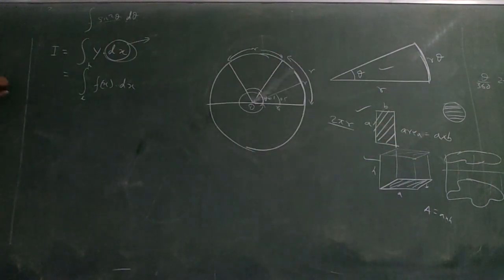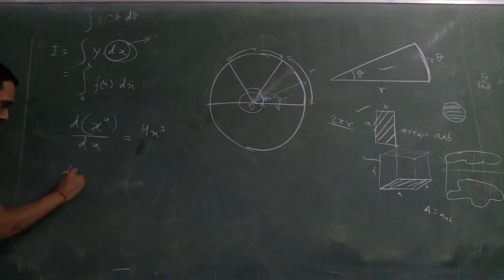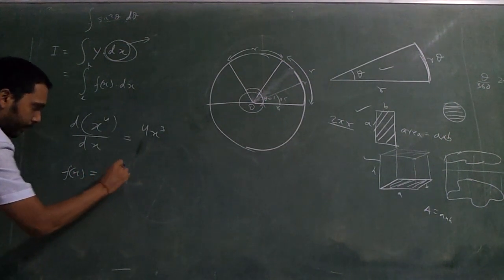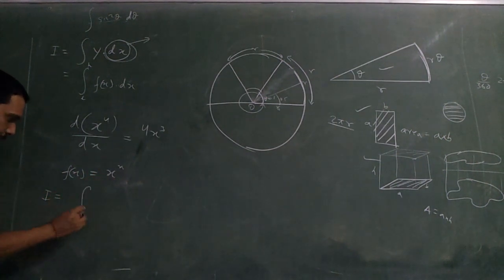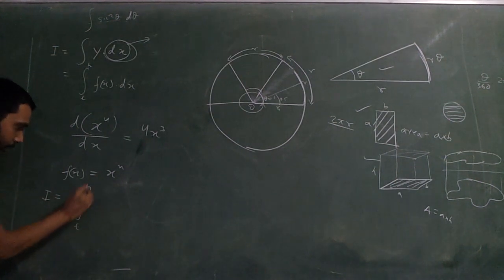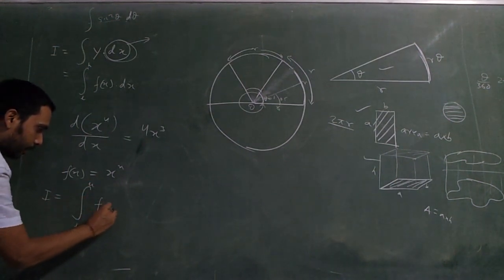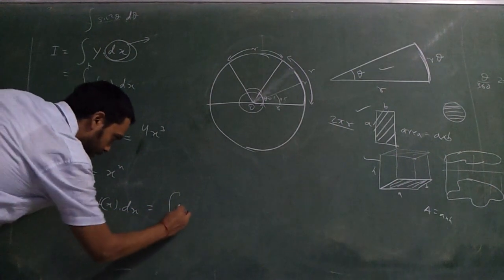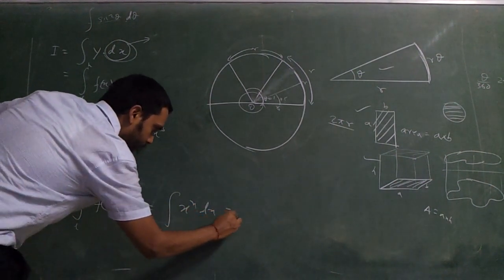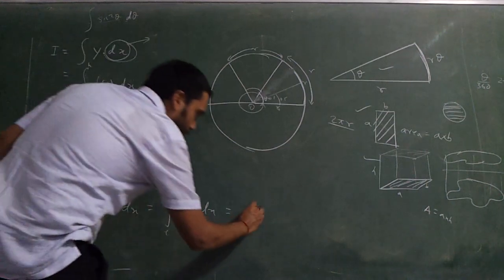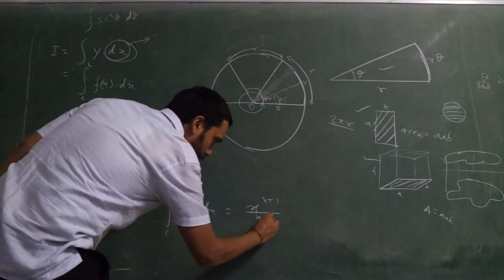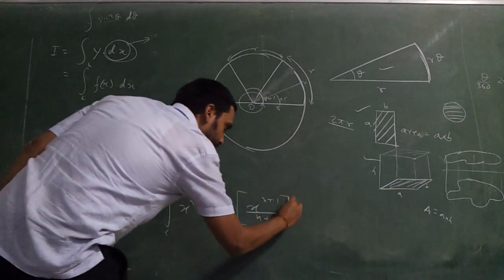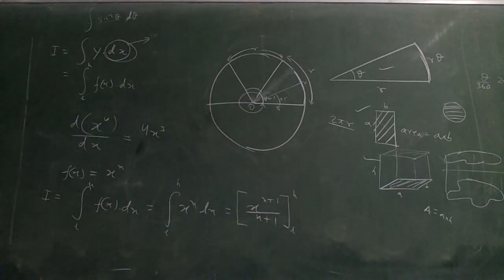Now integration, some formulas we are going to use, note it down. Differentiation you have done? Suppose f(x) is x power n, then I is equal to integration from lower limit to upper limit of f(x) dx. This is integration of x power n dx, lower limit to higher limit, is equal to x power n plus 1 upon n plus 1. This you note down first.